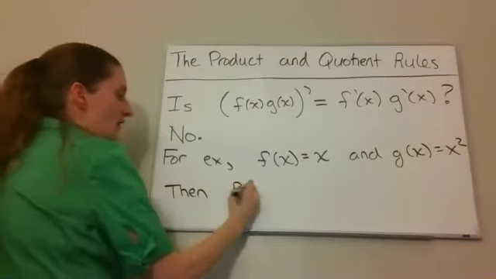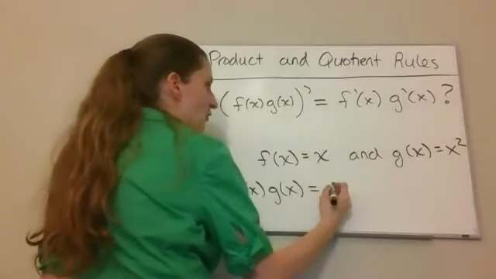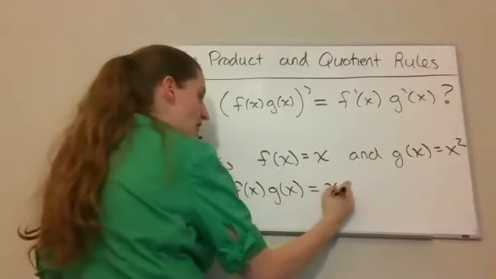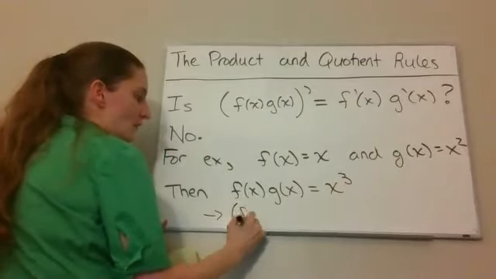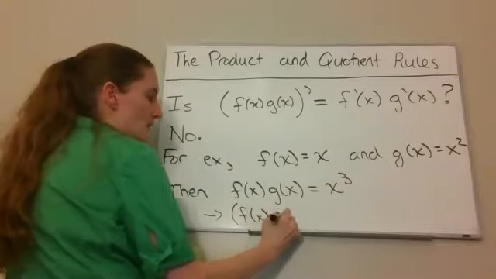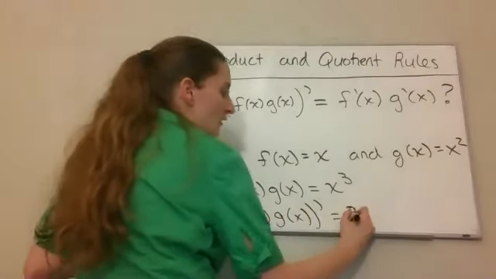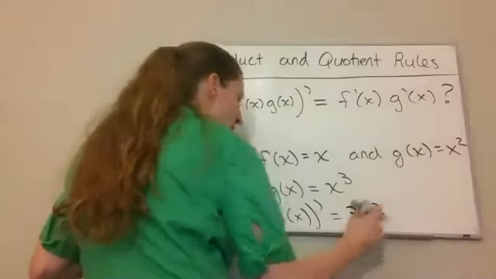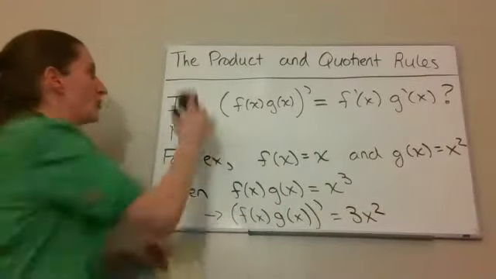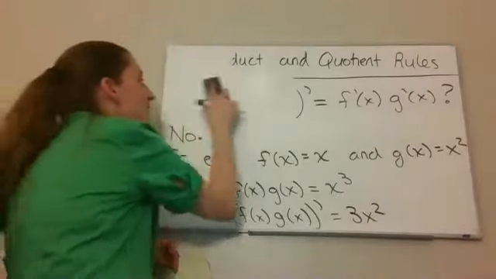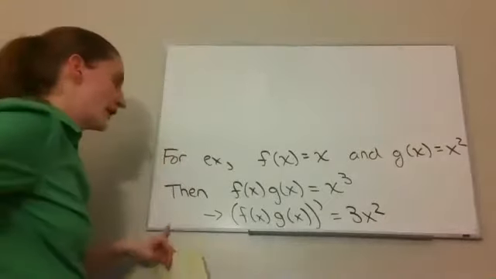Then f of x times g of x is equal to x times x squared, which is x to the third. So the derivative of f times g is equal to 3x squared. But if I take the derivative of f and the derivative of g separately and multiply them together, I'm not going to get that same result that I should get.